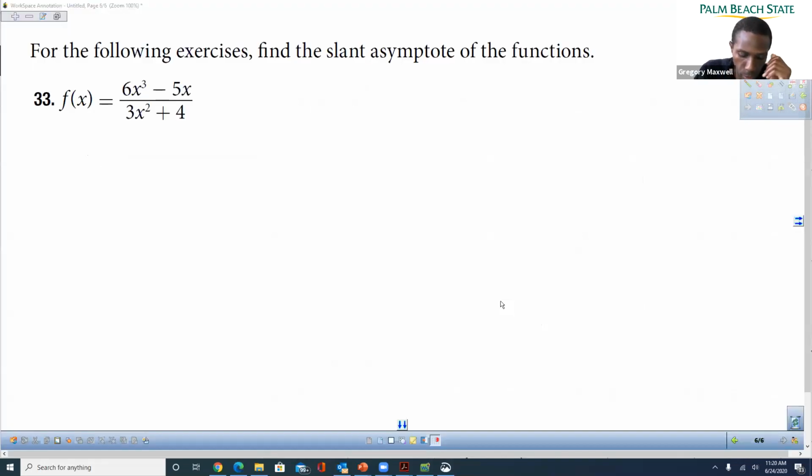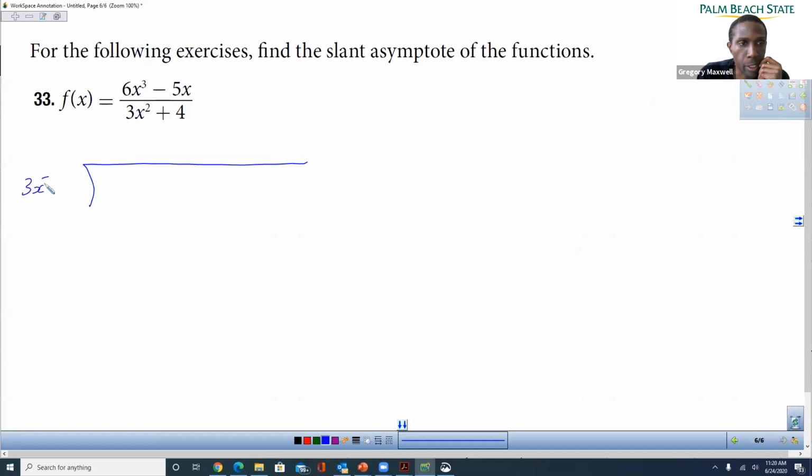So we know that there's no horizontal asymptote because the degree of the top is 1 more than the degree of the bottom. So to find the oblique asymptote, we're going to do a long division. Denominator divides into numerator. Just remember that I don't skip over any term. Any term that is not accounted for, I put 0 in its space, including the constant. And then I divide. 3x squared into 6x cubed is 2x. Then I multiply: 2x times 3x squared is 6x cubed, and 2x times 4 is 8x.